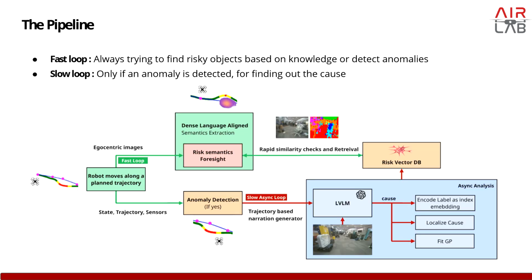The entire proposed pipeline is split into two different parts operating at different frequencies. The fast loop operates in real time using dense open vocabulary semantics to look for semantics corresponding to risky objects already present in our dynamic risk library. Once a robot encounters an anomaly, we trigger the slow reasoning loop in parallel, where we backtrack and narrate the experienced behavior to a vision language model with an image of the scene taken before the risk was encountered. The vision language model now answers back with a textual description of the cause, which we encode using a language encoder, creating a detailed summary of the experience, which we store in the dynamic risk library with the index being the cause embedding.